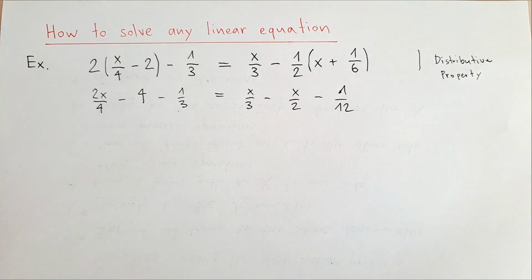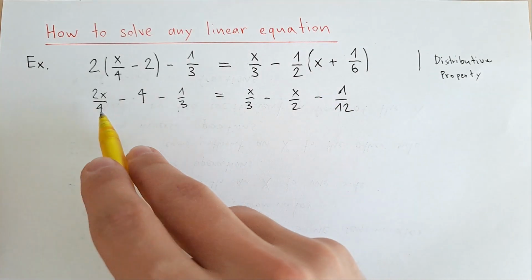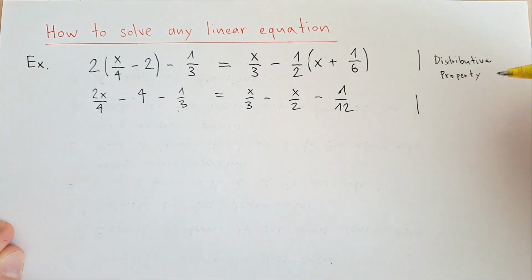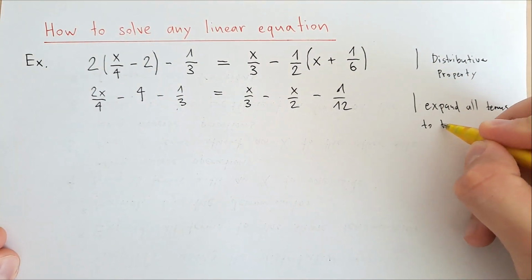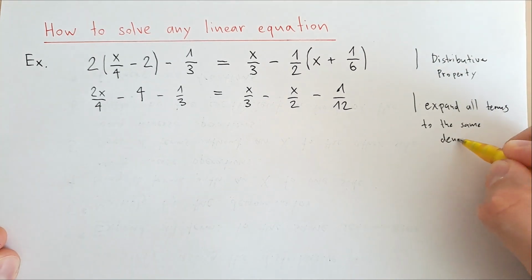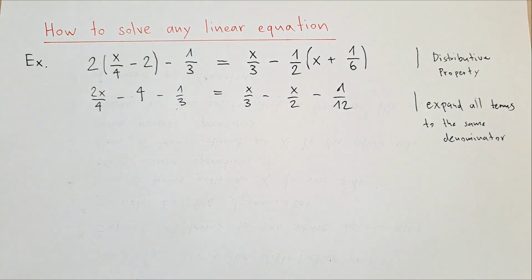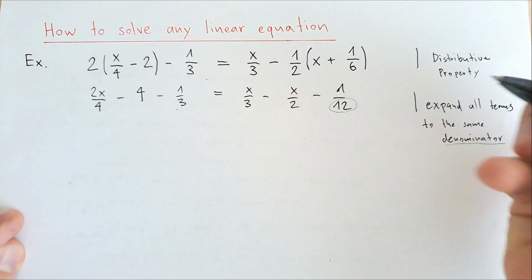Next, we want to get rid of the fractions. We have to find a common denominator and expand all terms to this denominator. In our case, the denominator will be 12. So we have to adjust all terms so that we have 12 as the denominator in every one of them.